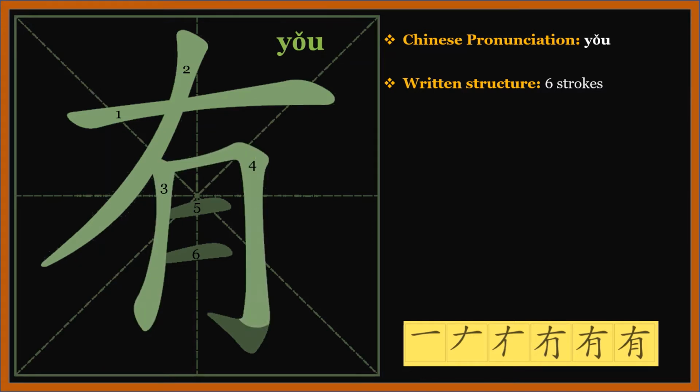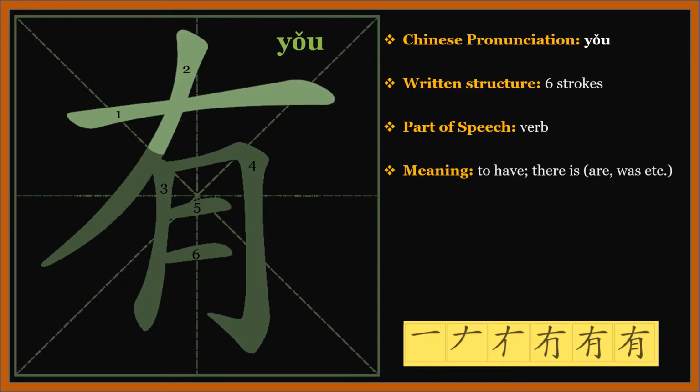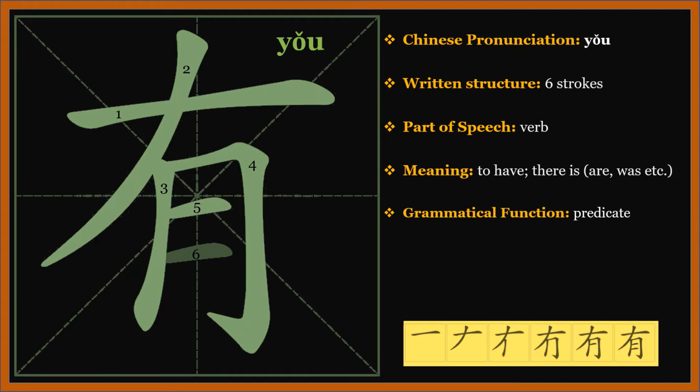The part of speech of this character is a verb. The meaning is to have, there is, or there are. So grammatically, 有 is often used as a predicate.